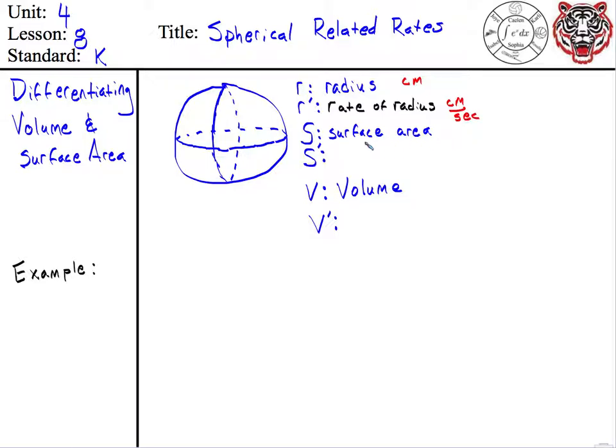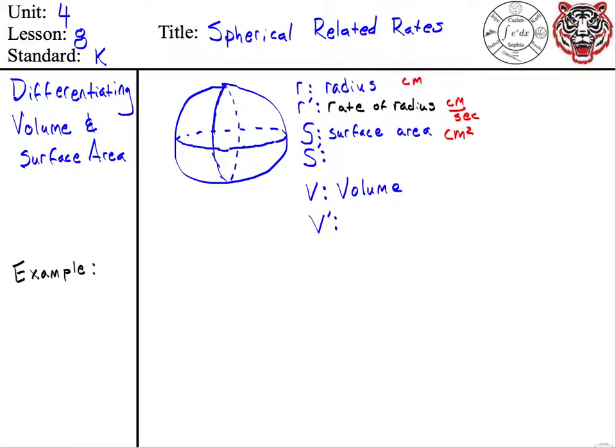All right, so surface area is capital S. That is supposed to be a capital S. So let's say surface area, sticking with centimeters, what are the units for surface area? I'm just looking for S, not the rate. Is it just centimeters as well, or is it centimeters squared? Squared. Centimeters squared, yeah, that's area.